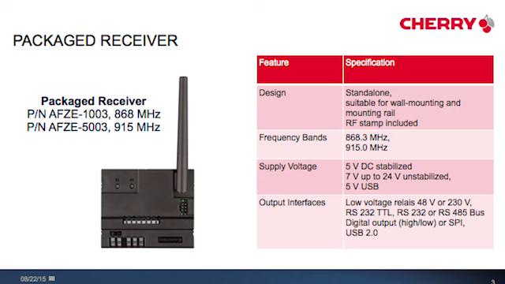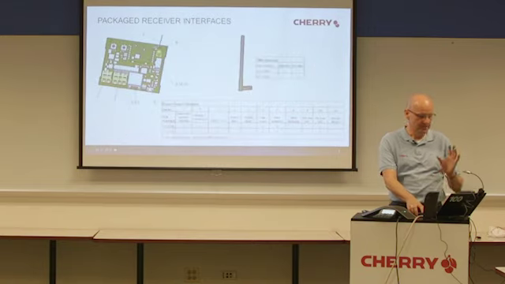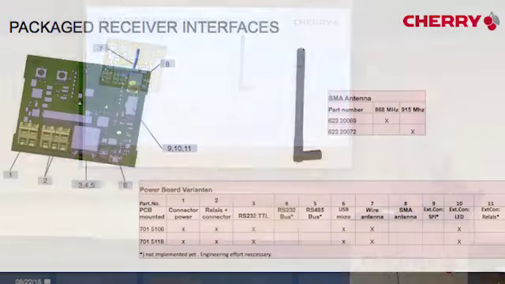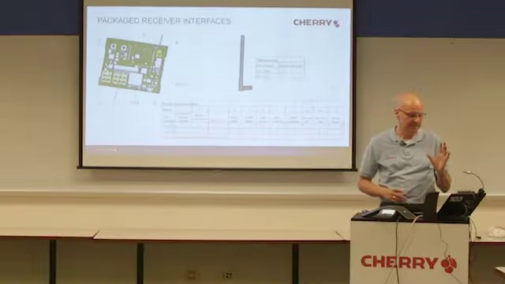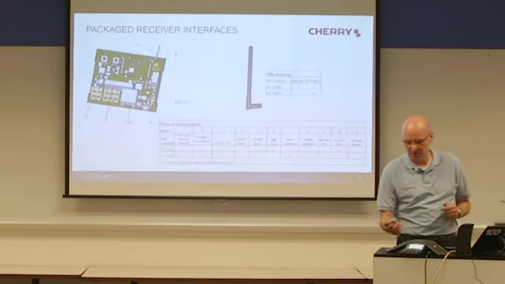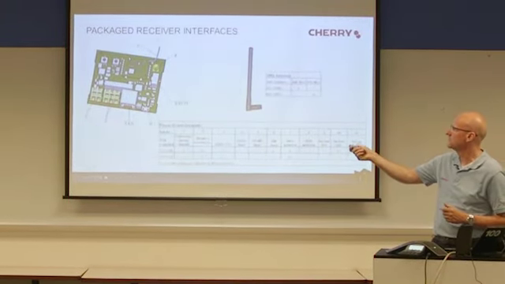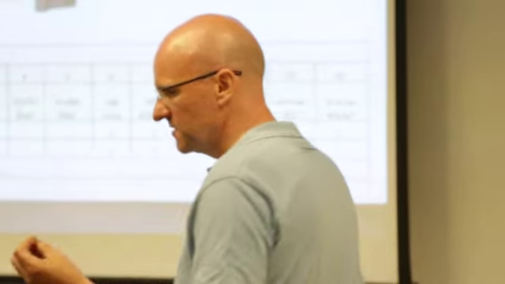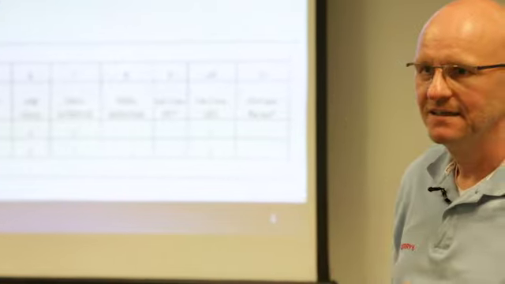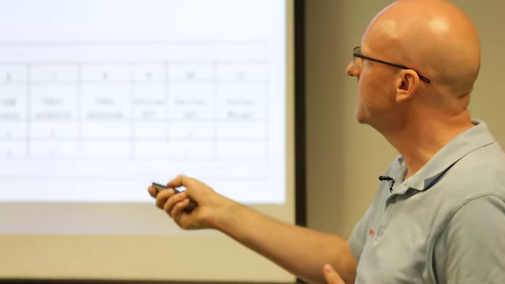Okay, our packed receiver is the receiver on the one side with the different mounting options or the different versions, and the receiver has integrated our receiver stamp. This is the heart of the receiver. The receiver stamp gets the information from the senders, from the air, from the RF channels, works it out and gives it out to the interfaces.